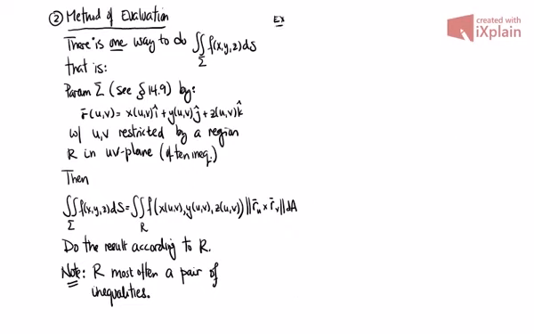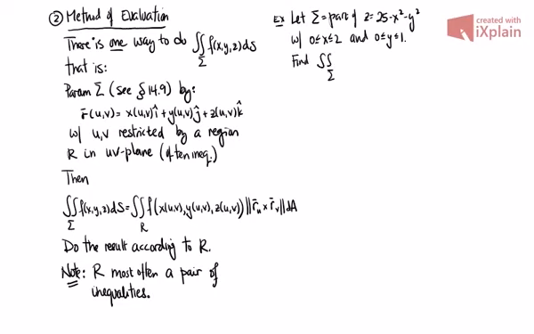So here's the first example. So what we'll do is this. We'll say let sigma be the part of z equals, say, 25 minus x squared minus y squared. That's a paraboloid opening down with x between 0 and 2 and y between 0 and 1. So it's sort of like a rectangular piece of paraboloid. And let's find the integral over sigma of x, y plus z ds.